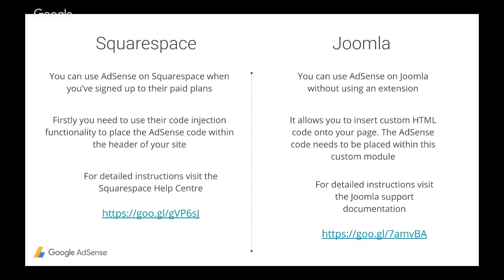And similar with Joomla. With Joomla, you're actually able to insert custom HTML code onto your page. The AdSense code needs to be placed within these custom modules. Joomla, thankfully, have also some detailed instructions on how to do this within their support documentation. Again, I've linked to them in the bottom here. If you go there, it'll give you quite detailed instructions if you are on the Joomla content management system.